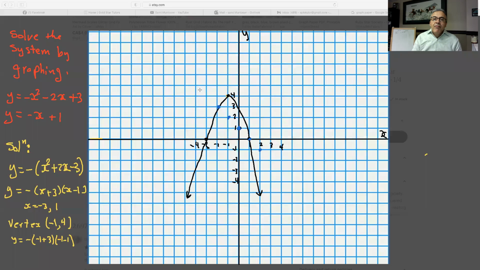So I'm going to graph the straight line right there. Maybe I'll just throw green on there so it's more visible.